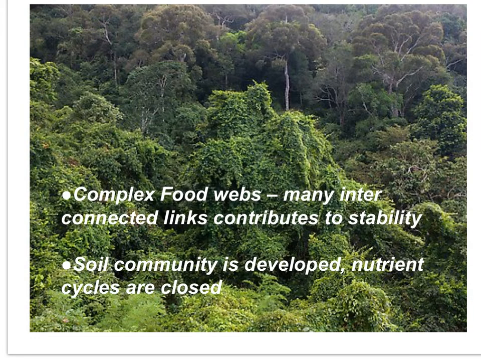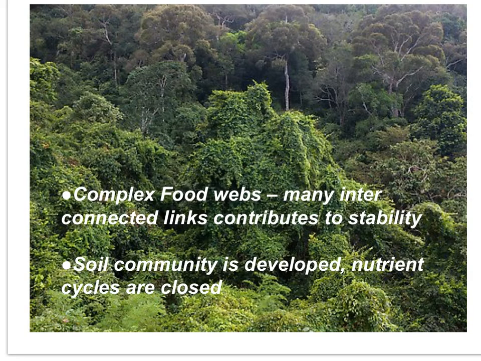In climax stages of succession, there are complex food webs, many interconnected links that contribute to stability. As well, the soil community is well developed. Nutrient cycles are closed. Climax stages of succession have large storages, thus they are stable, likely to resist disturbance. But if a forest ecosystem, a climax stage, is strongly disturbed, reaching a tipping point, will it be resilient and bounce back to an original equilibrium?